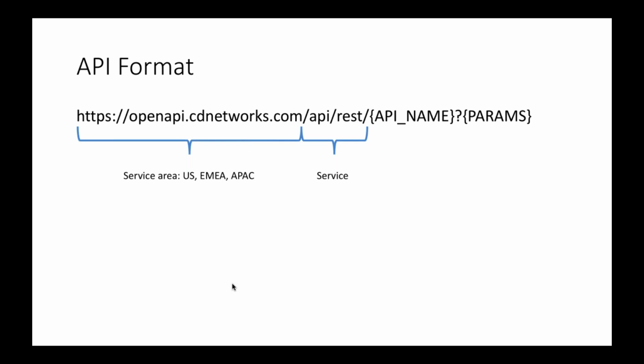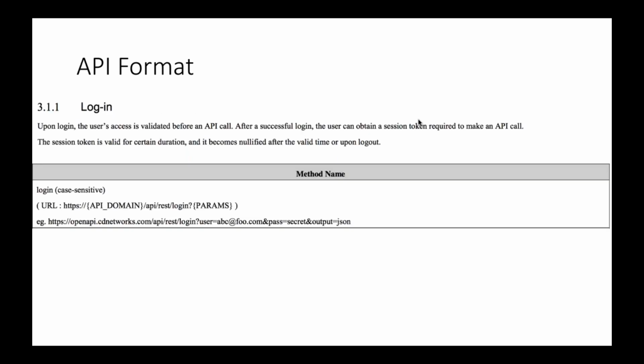Here's the format of all of our APIs. We've got the service area. It's possible in years past the service area was different for different regions around the world, but everything is globally load balanced with CDNetworks, not just the CDN, but the API infrastructure as well. You've got the service itself, so we're doing an API REST, and then the API name, which the first one is going to be login, and then you pass in some parameters onto that.